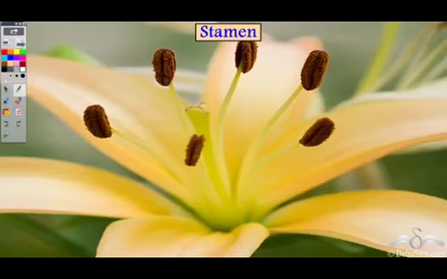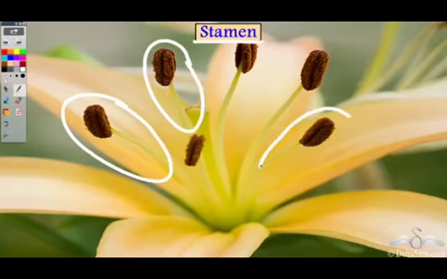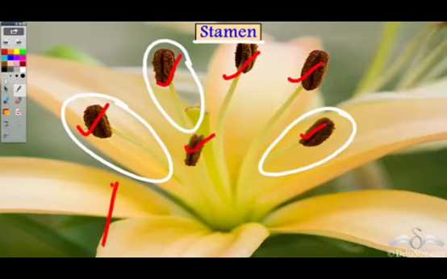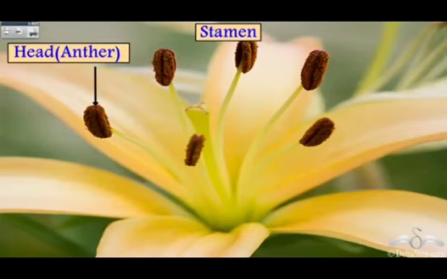Now, if you see over here, this is the complete androecium, and each of these structures is known as a stamen. See, this is a stamen, and all of these stamens together form the androecium, which is the male reproductive part in a flower. Now we have learned that this whole thing is known as stamen.